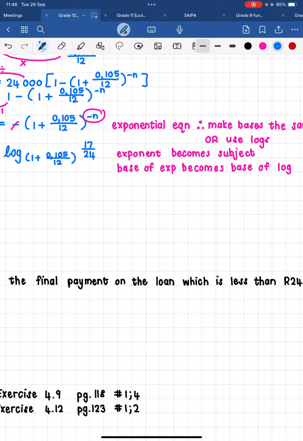And now we're going to type that into the calculator. So we're going to type log. So press the log button with the two blocks. Then in that first block, you're going to type that whole bracket, 1 plus 0,105 over 12. And then you press your arrow until you get to the second block. And there you're going to type either answer or 17 over 24.